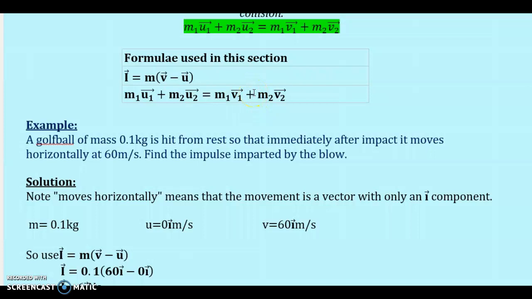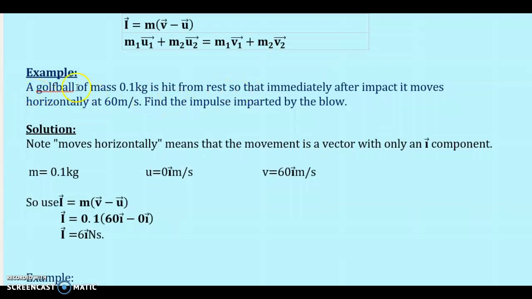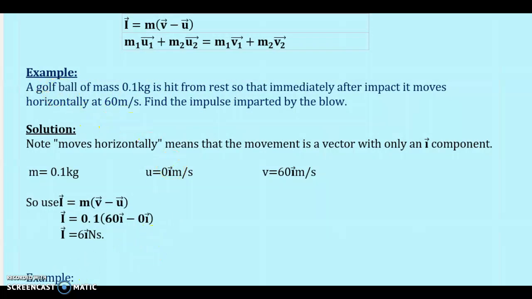It's quite clear. Simple example, first of all: a golf ball of mass 0.1 kilograms is hit from rest so that immediately after impact it moves horizontally at 60 meters per second. Find the impulse imparted by the blow.